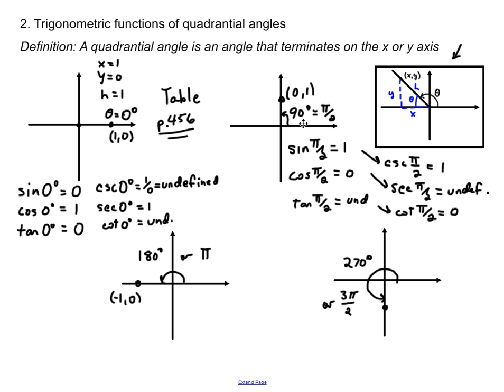And then finally 360 degrees brings us back to our original start, or we would say 2 pi radians. This is in the same position. So check out your table there on page 456 to get an idea of what all of these values are, and we will use these as part of our exercises. More to come in the next video.